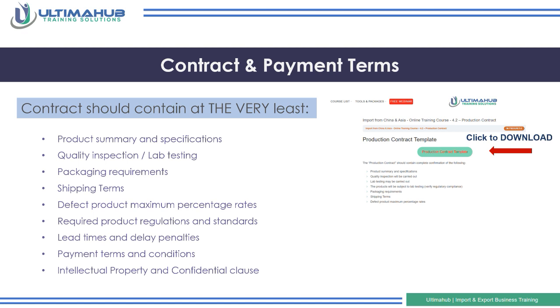The quality inspection and lab testing also needs to be noted on the contract so that the supplier knows what tests you're going to be carrying out. The packaging that's required, the shipping terms confirmation. One essential thing to take note of is the defective product maximum percentage rate. Obviously, you're going to be producing many thousands of products. There will be some defective elements, but obviously you want to make sure that not too many are defective.